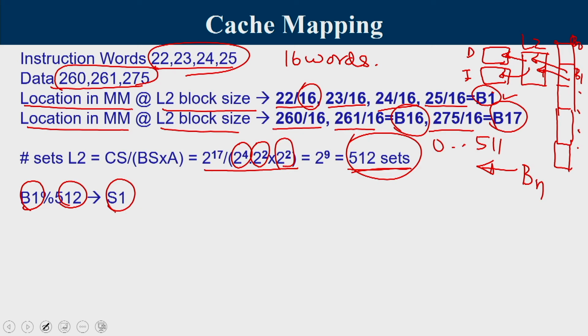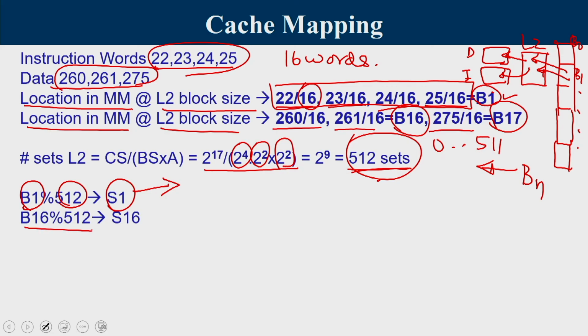If the value was B1000, then we have to perform 1000 mod 512. If it is the 10,000th block, then 10,000 mod 512. That's the process by which, given the block number inside main memory, you find out where it gets mapped in cache. So B1 mod 512 goes to S1. When I bring B1, they all are part of the same block. So all these 4 words come together and reside in one of the blocks of set number 1, because the L2 cache is 4-way associative.